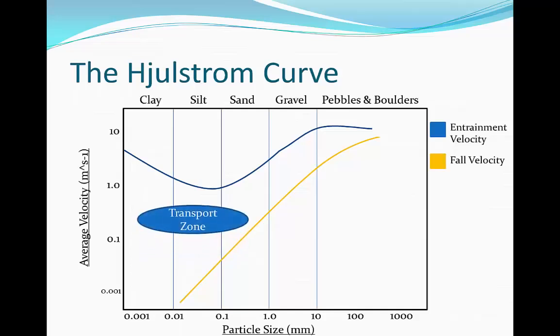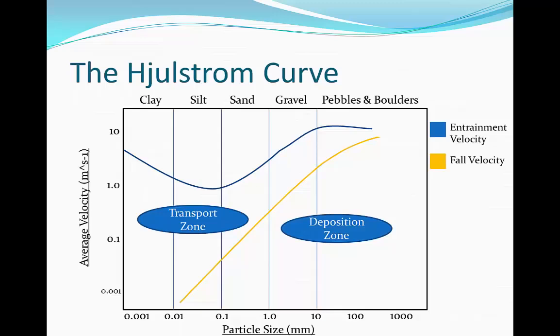Now it's divided up into three areas, and the first of these three is called the transport zone. This is the area that is located under the entrainment velocity, the blue curve, and above the fall velocity, the yellow curve. Now entrainment velocity is the velocity needed to pick up the river's particles completely, and the yellow line is the fall velocity, which is the velocity needed to deposit the river's particles. This means that between these two curves we have the transport zone, which is basically moving along the particles down the river.